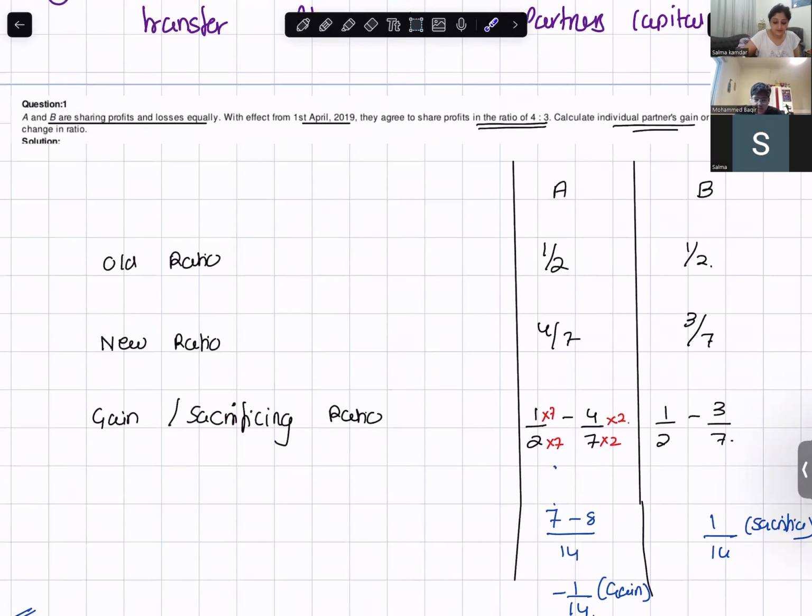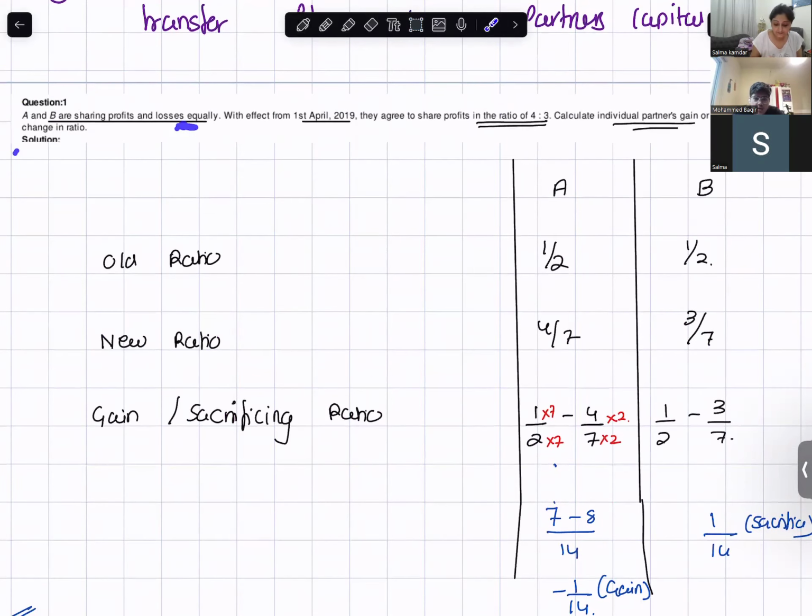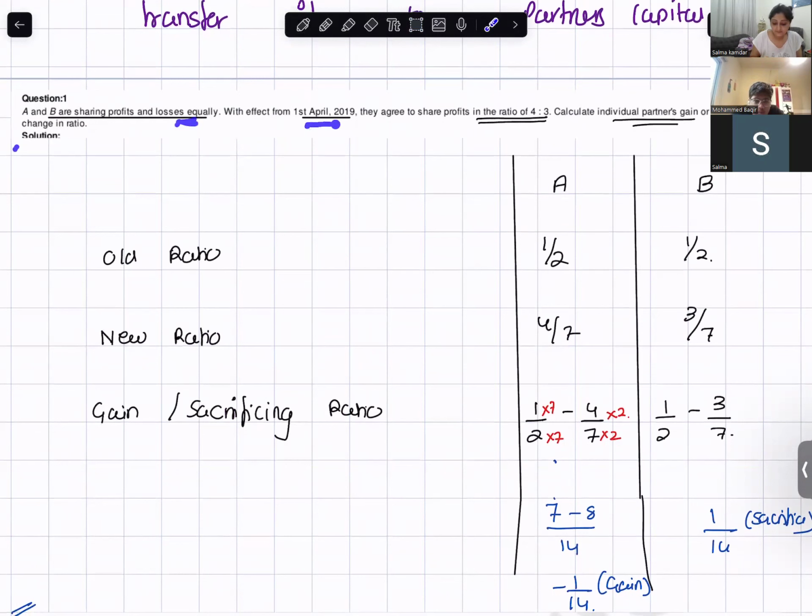Can you please read the question? A and B are sharing profits and losses equally with effect from 1st April 2019. They agreed to share profits in the ratio of 4:3. Calculate individual partners' gain or sacrifice.